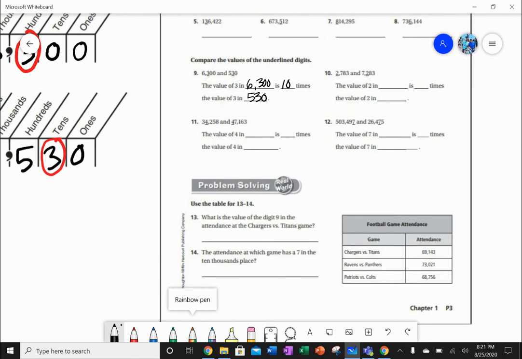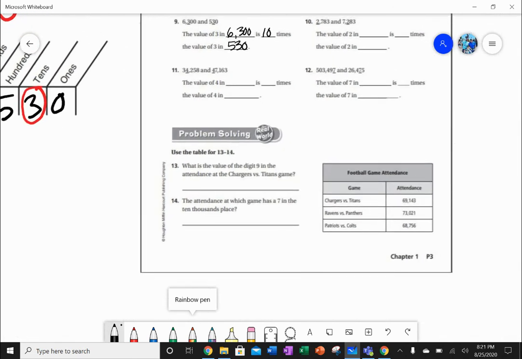Okay, let's look at the problem solving real world. For this one, it says we need to use the table for 13 to 14. So both problems you're going to have to use the table. So I'll just get you started and you can finish it, okay? Number 13 says, what is the value of the digit 9 in the attendance at the Chargers versus Titans game? So you're going to look for where it says Chargers and Titans game. So it's right here. And so you're going to look at that number. It's 69,143. So that's the number you're going to use, and you're going to look at the 9 and write down what is the value of that digit, the digit 9.